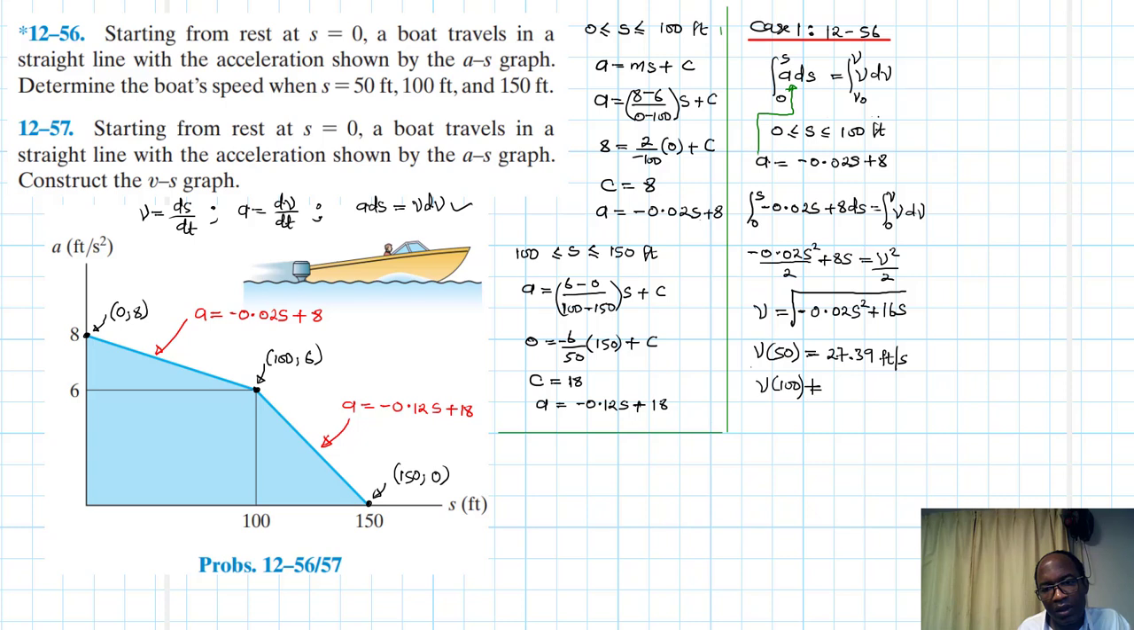Then v at 100 is equal to the square root of minus 0.02 by 100 squared plus 16 by 100, which gives 37.42. Okay, that's at the boundary. So we are going to check the other equation in the next interval.